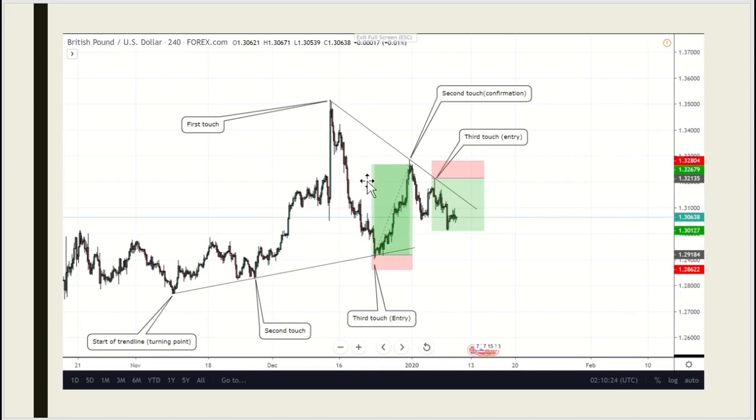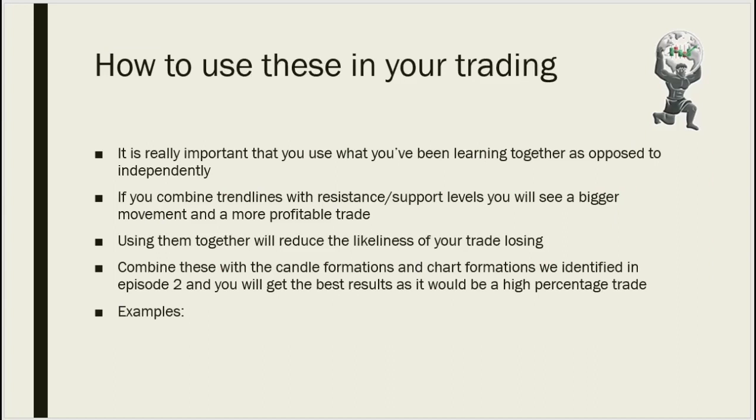Whilst this is all happening, you have your first touch, a big turning point, your second touch, your third touch, which fits perfectly. Like I said, sometimes they'll break a little bit and sometimes they'll fit perfectly with the trend line. And in this case, it does fit perfectly, and you get a nice move to the downside. So how do you use these in your trading?